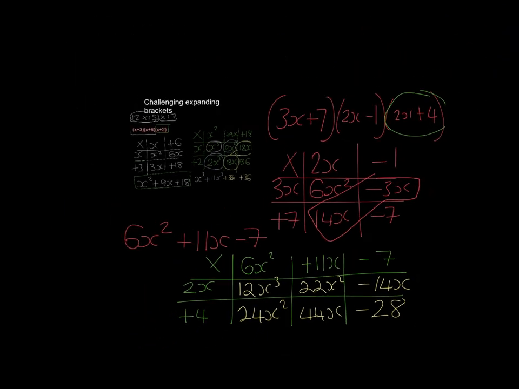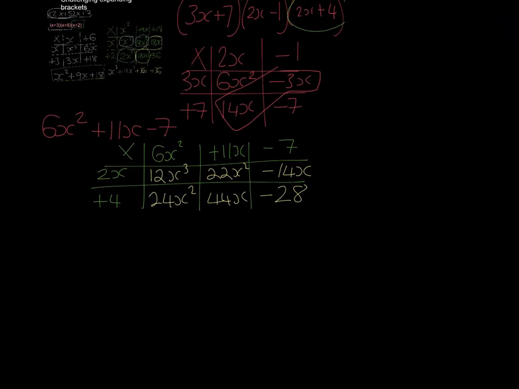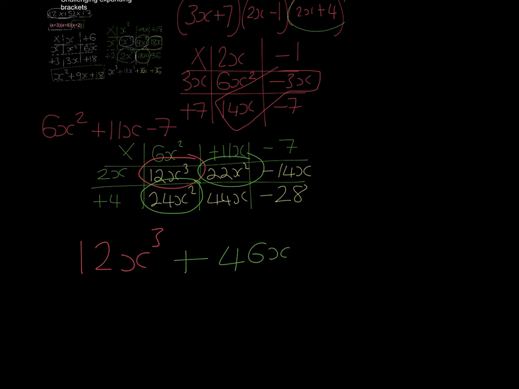Again, only thing left to do is just to simplify the following terms. So x cubed stays on its own, 12x cubed. Then your x squareds go together, so you've got 22x squared and 24x squared. And that's going to give you 46x squared. Then collect your x's, so 44x minus 14x. That's going to give you a positive 30x, and then your final number left on its own, minus 28. And again, remember on some of these calculations, if it's calculator, you could use it.